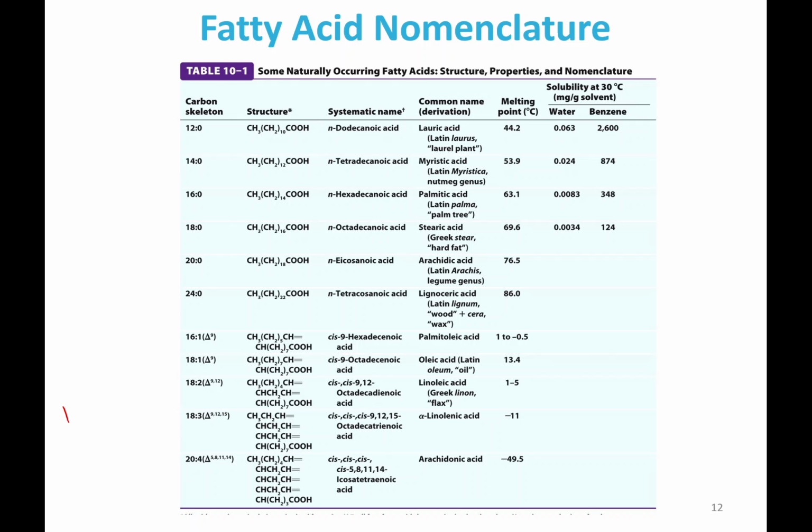And the table in the book shows a little bit more about the naming systems. Okay, so in this table, it'll tell you the carbon skeleton, which is really the naming system we're going to stick to in the class. Structure, don't so much care about that. Then it gives you a systematic name. Okay, these systematic names, hopefully you'd be able to recognize what the fatty acid is if I gave you one of these.